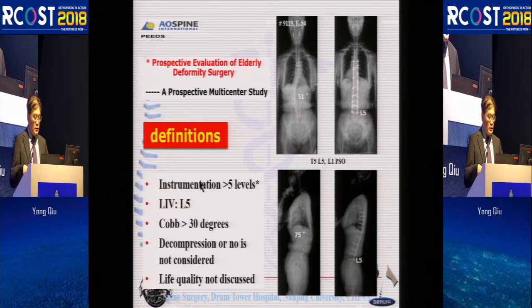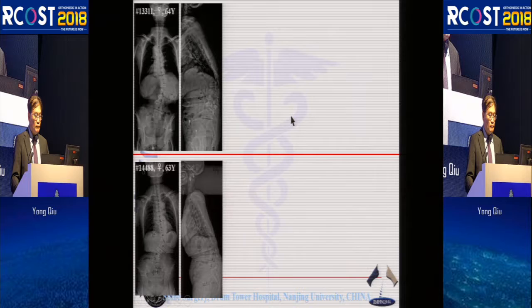In my presentation, decompression or not is not considered for the instrumentation level selection. Of course, if I do L5-S1 decompression, I have to go to the pelvis or S1. So this is a typical instrumentation pattern for my presentation: long instrumentation starting at L5.